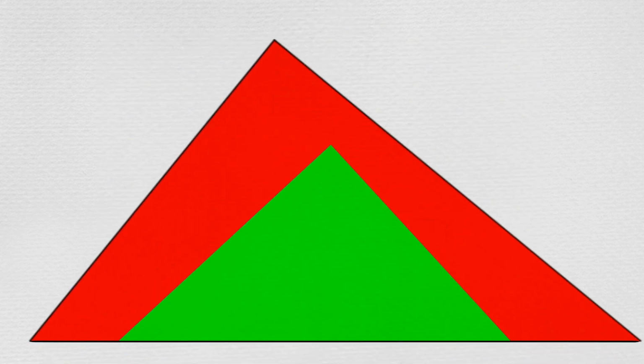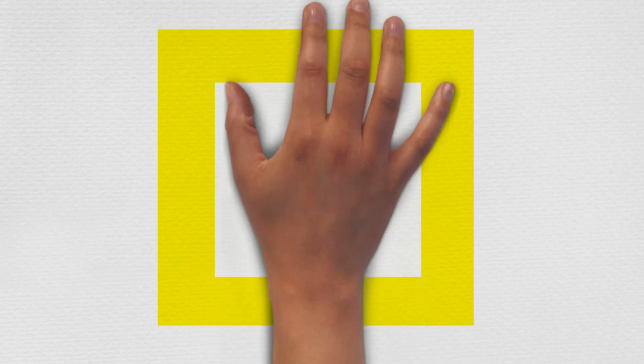We can put this yellow rectangle fully inside the blue rectangle, so the blue one has a bigger area, the yellow one has a smaller area. This green triangle can fit fully inside the red triangle, so the red one has a bigger area, the green one has a smaller area. We can put this white square fully inside the yellow square, so the yellow one has a bigger area, the white one has a smaller area.